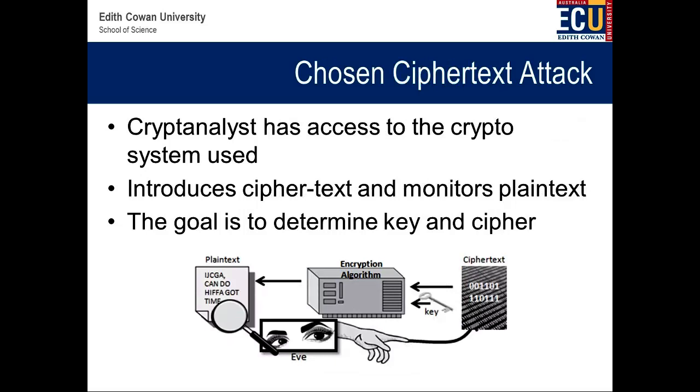The last category of attacking the crypto, these are just the broad categories, is the chosen ciphertext attack. It is the reverse of what we have studied in the last slide. The cryptanalyst has access to the crypto system used. It introduces ciphertext and monitors the plain text, and the goal is to determine the key and cipher.